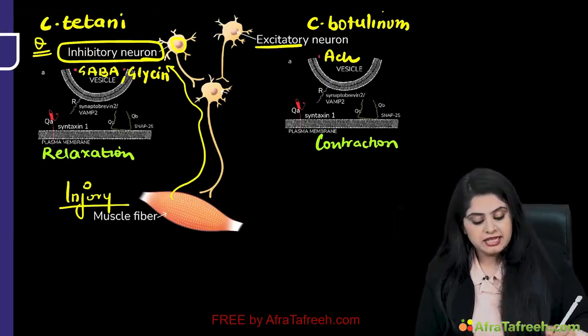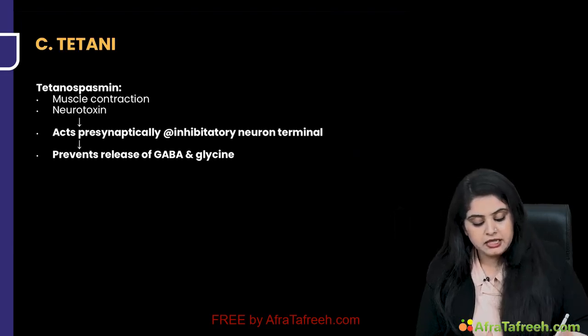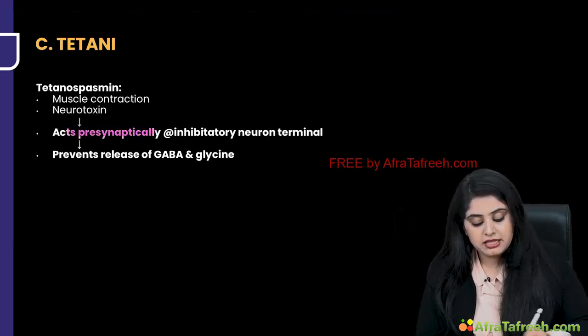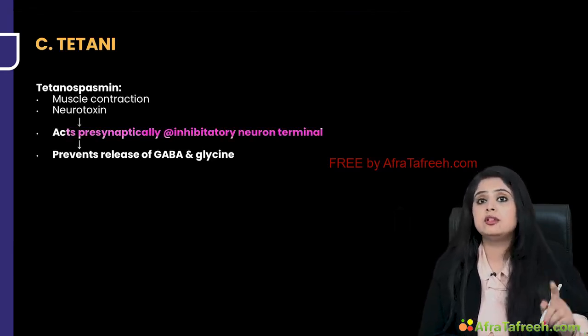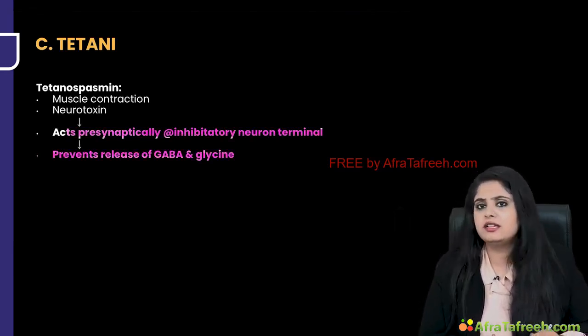So now tell me, this is not allowed by Clostridium tetani. What does Clostridium tetani do? It is going to act presynaptically at which membrane? At which neuron? The inhibitory neuron. What will it allow? Will it allow GABA and glycine to get released? No, ma'am.